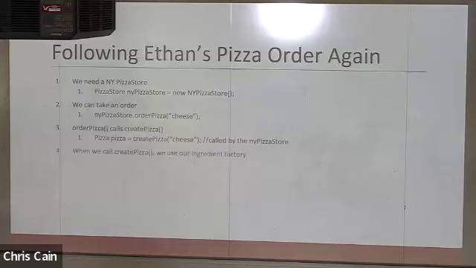When we call create pizza, we're ending up using our ingredient factory. And since we know that a New York pizza store was instantiated with a New York ingredient factory, that's how we know which pizza type to make. So within the create pizza, not within the order pizza, we make the pizza object as a cheese pizza object, passing in the New York ingredient factory that was part of the New York pizza store that is publicly visible here.